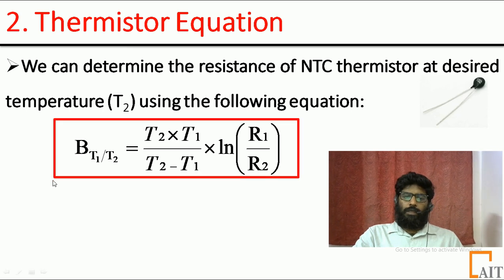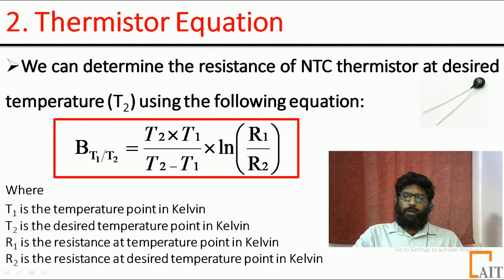This equation relates B, the material constant, with temperature and the ln of resistance. So our interest is to determine R2 at T2. So what we do is we obtain the values of B, T1 and R1 from the manufacturer data sheet. In the next few slides, I will show you how to obtain the B value, T1 value and R1 value from the data sheet.